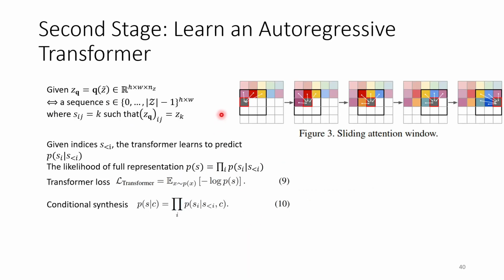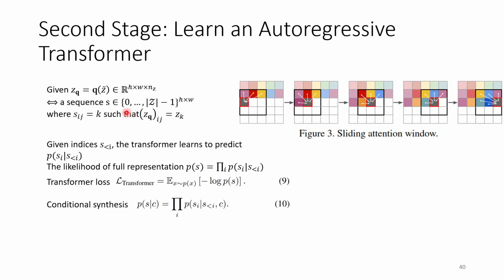So in the second stage, they use the sliding attention window. For a region, if they see some existing latent code, they want to predict the next one. And when the new one is predicted, they use the existing one and the new one to predict the next one. So this is called an auto-regressive approach. In PixelCNN, it's the same. This is also an auto-regressive approach.